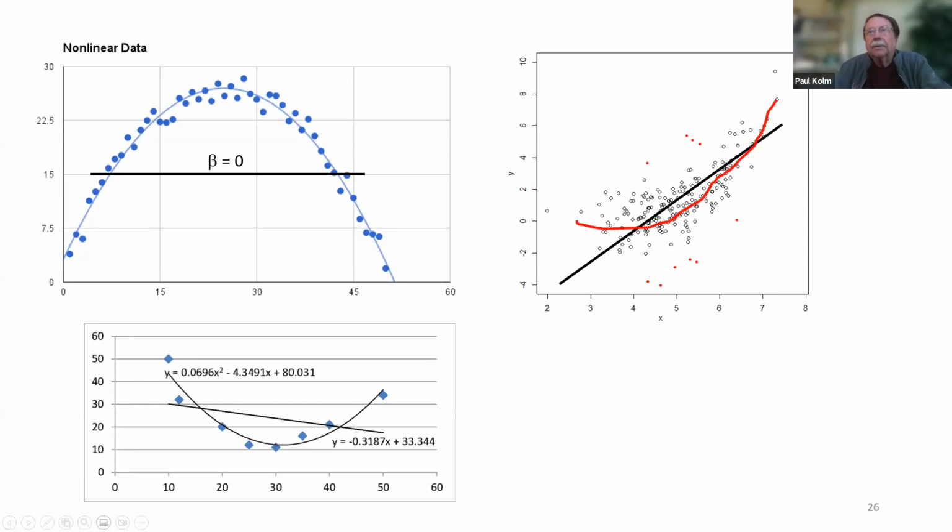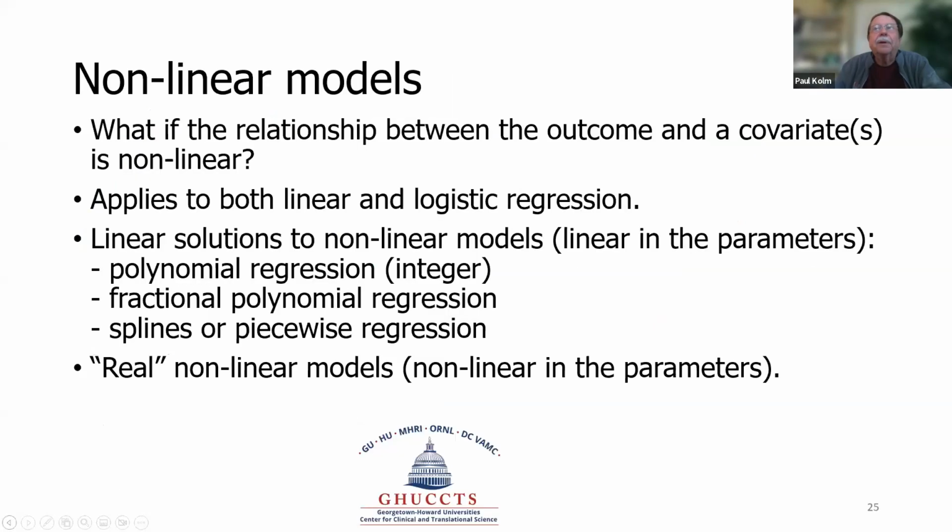Oops. Oops. Yeah, there we go. Oh, that went backwards, didn't it?